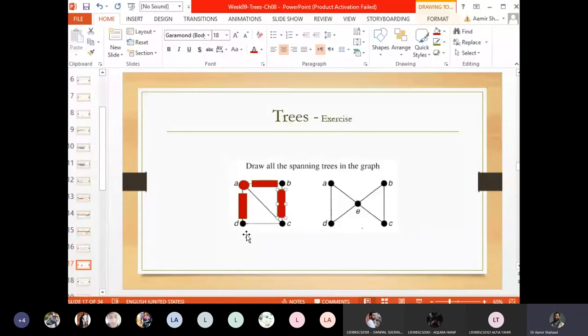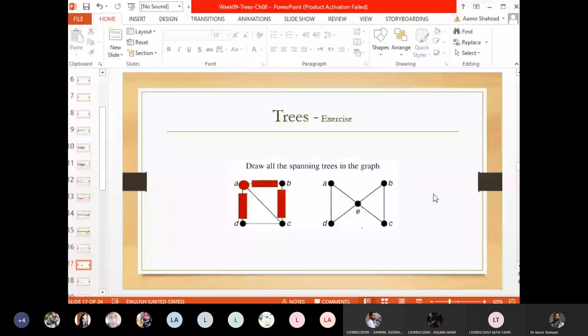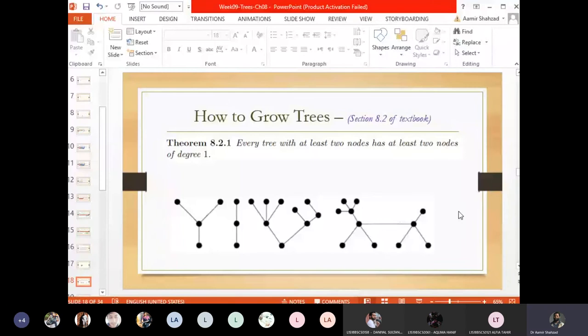काफी सारे spanning trees बनेंगे. Similarly, you can do an exercise on other graphs on how to find spanning trees. So how to grow trees? So if we have a number of trees, if we join them together, we are going to get a big tree.